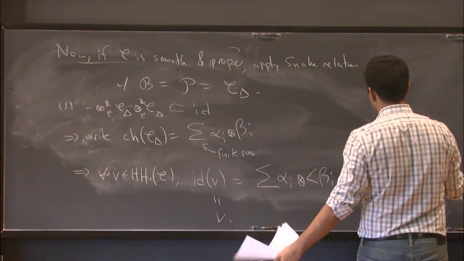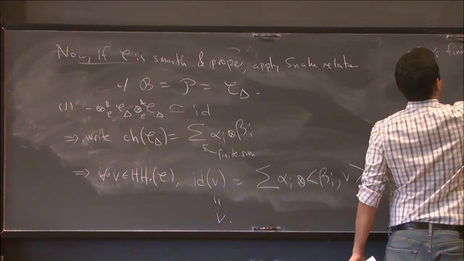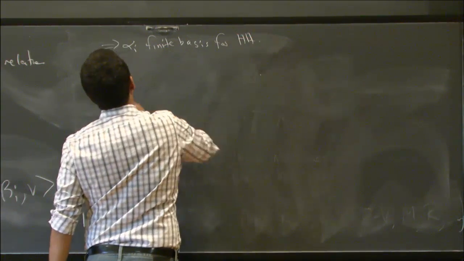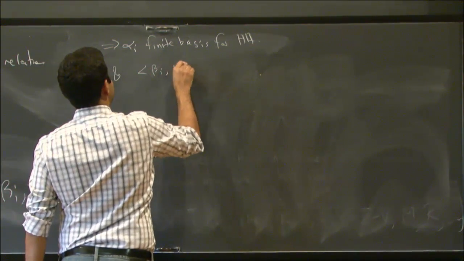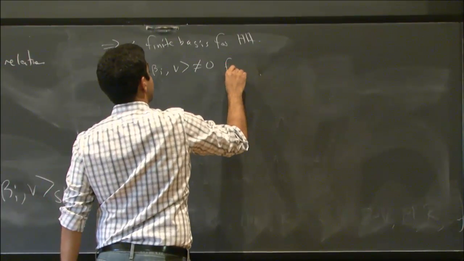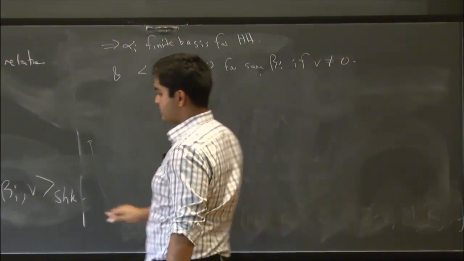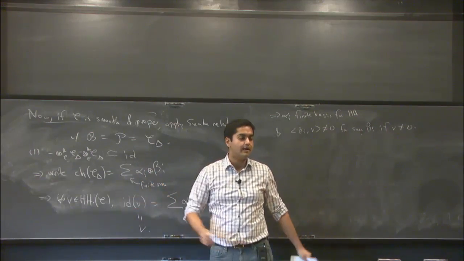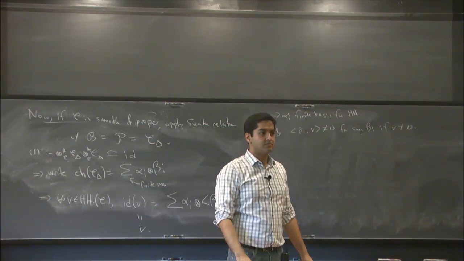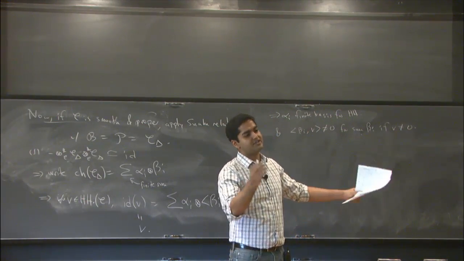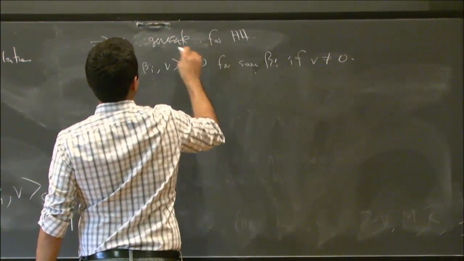Okay. So of course, what does this imply? This implies that alpha I is a finite basis for Hochschild homology, and it also implies that beta I v is not 0 for some beta I if v was not 0, because the sum equals v, right? Maybe not a basis, but generated. Yeah, well, I mean, I'm working over a field. They generate, yeah.